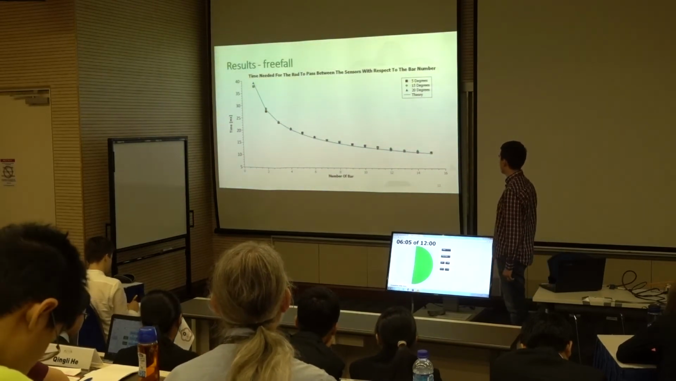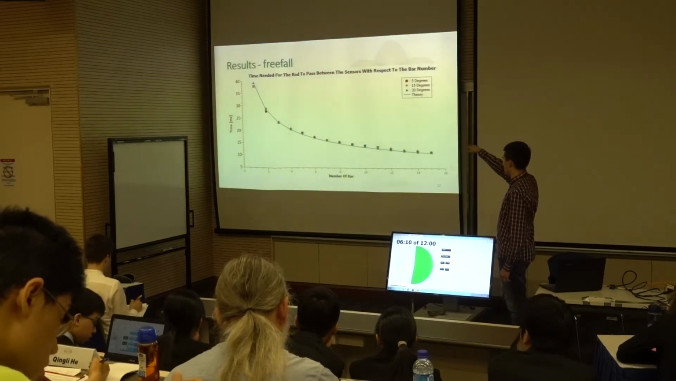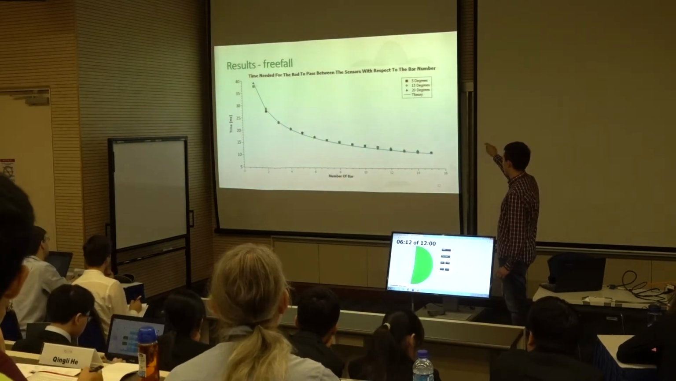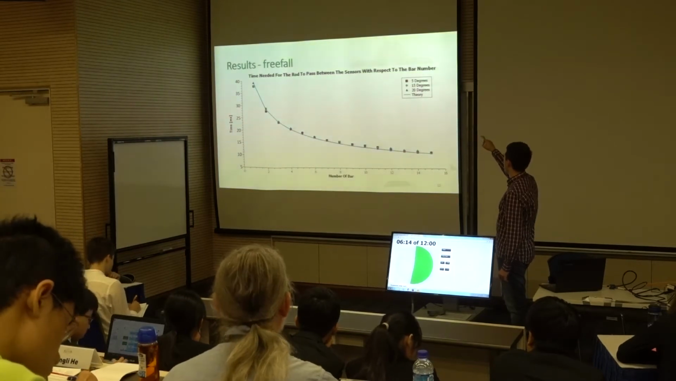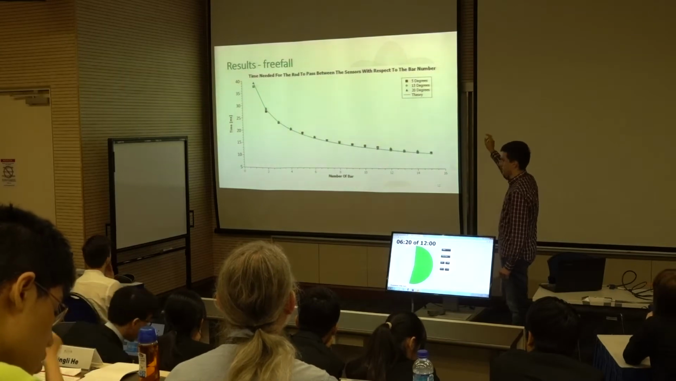This is the free-fall graph. The blue line we can see is the theory prediction of the free-falling chain itself for the time. And we can see the different chains we have made for 5 degrees, 15 degrees, and 20 degrees.